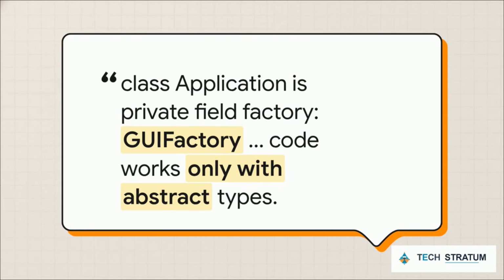And now, this is where the magic happens. Look at the client code, our application class. It has zero idea if it's working with a WinFactory or a MacFactory. It only knows about the abstract GUI factory interface. This is the heart of decoupling. The application can just ask for a new button, and it gets a compatible one without ever needing to know the messy details of the underlying operating system.